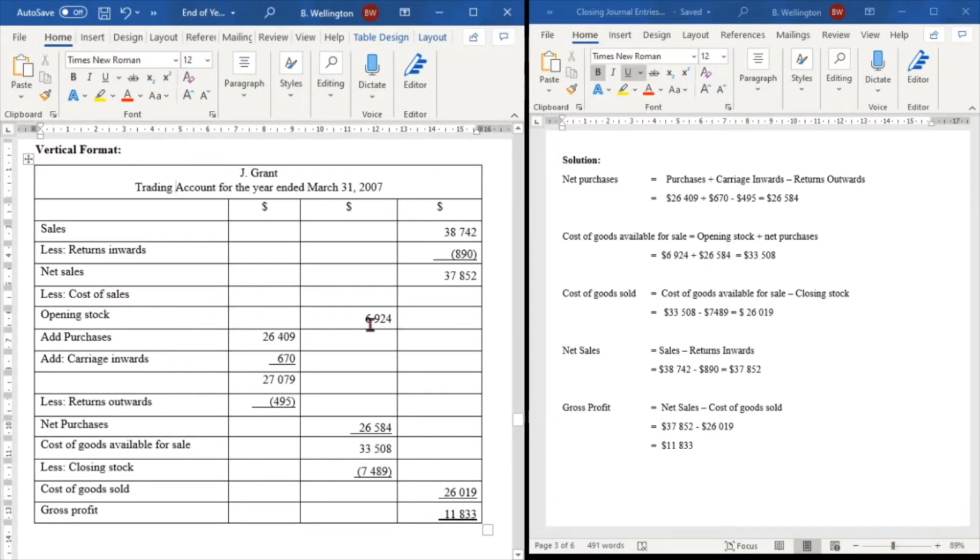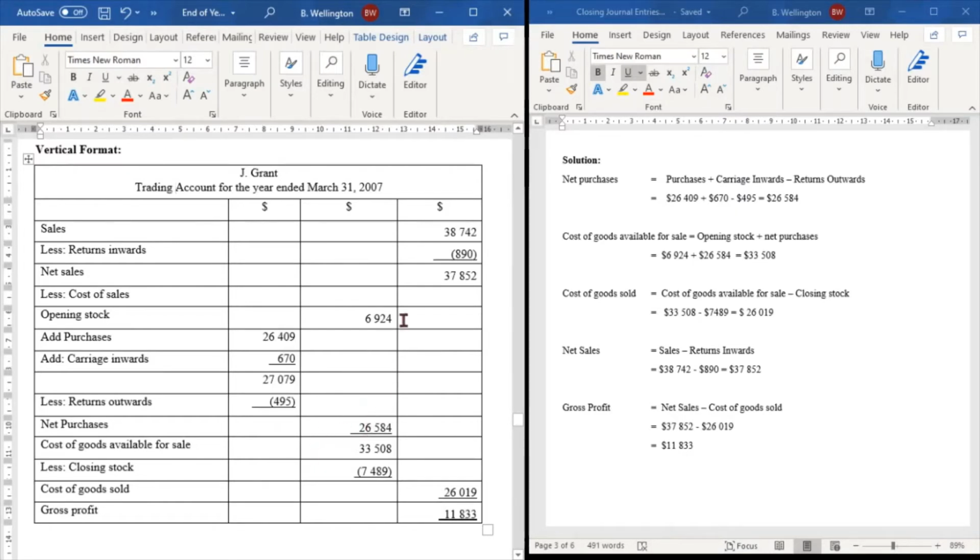We're starting with opening stock, and we're going to add net purchases to that. How do we arrive at net purchases? We're going to use the first column to make our adjustments to the purchases so we can arrive at net purchases. So to our purchases, we're going to add the carriage inwards to get $27,079, and then we're going to subtract. We're going to take out the returns outwards. That gives us our net purchases.